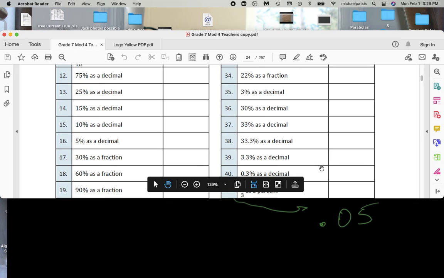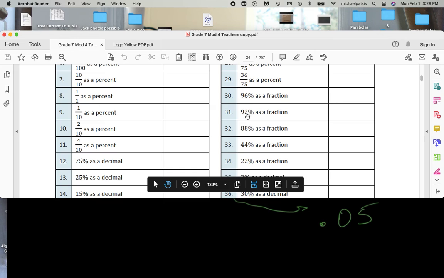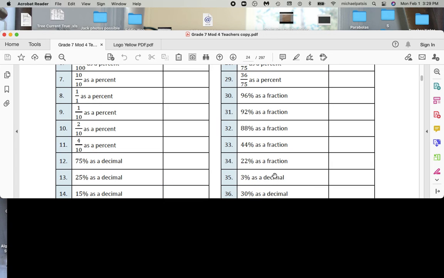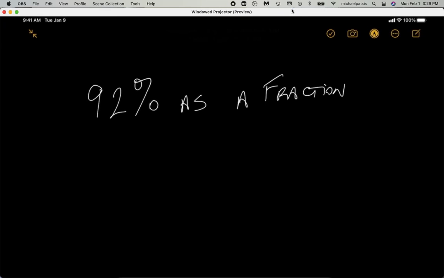Okay, now let's look at a couple of these other ones. How about this? How about 92% as a fraction? This is a piece of cake. 92% as a fraction. Okay, well, since it's 92%, we know that that's the same as 92 over 100. So there's our fraction. We're done.